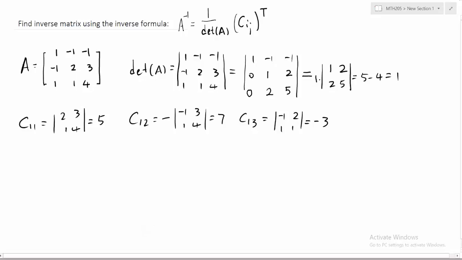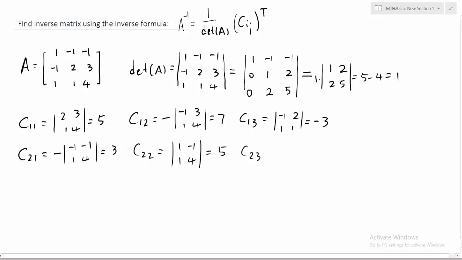Let's do the second row, and we have C21. The cofactor of A21 is going to have a negative sign, remember, and then we have -1, -1, and then we have 1, 4 over here, and we have the value 3. Okay, and C22, we have positive sign, and we have 1, -1, and 1 and 4. And that's going to be 4 plus 1, which is 5. Okay, and we do C23, which is negative again. Now we have 1, -1, 1, 1 here, and that's going to be -2.